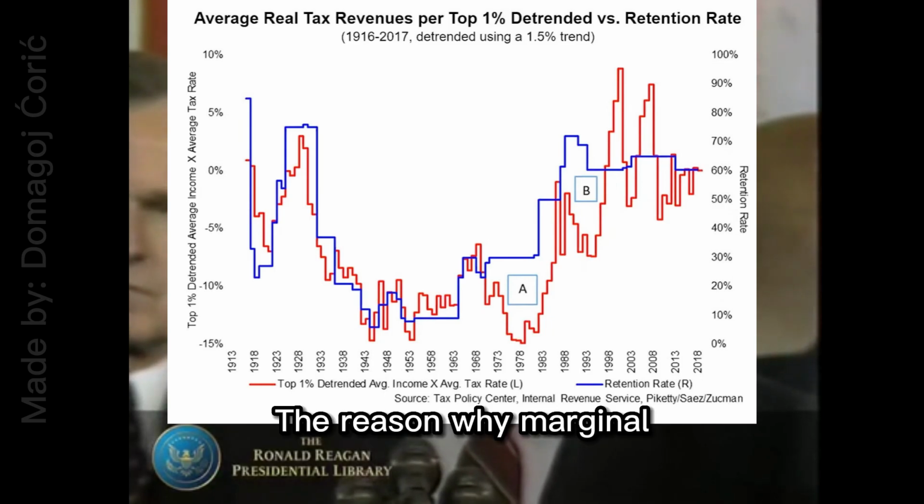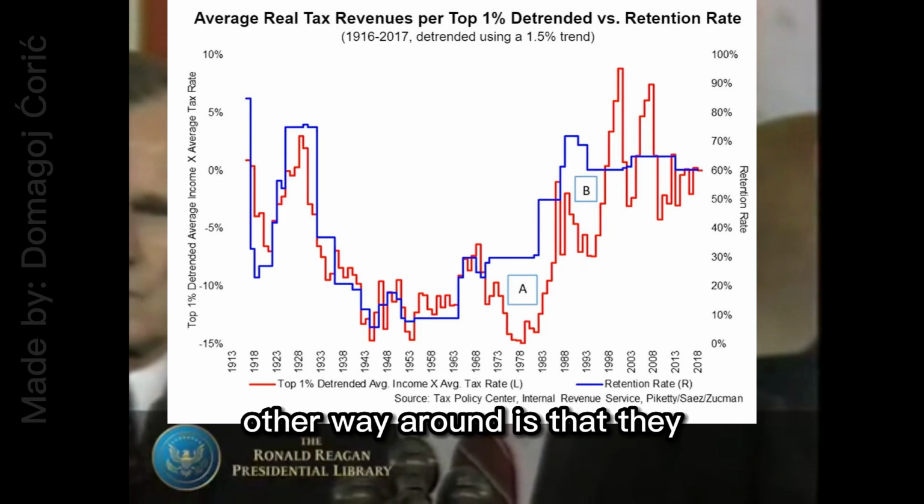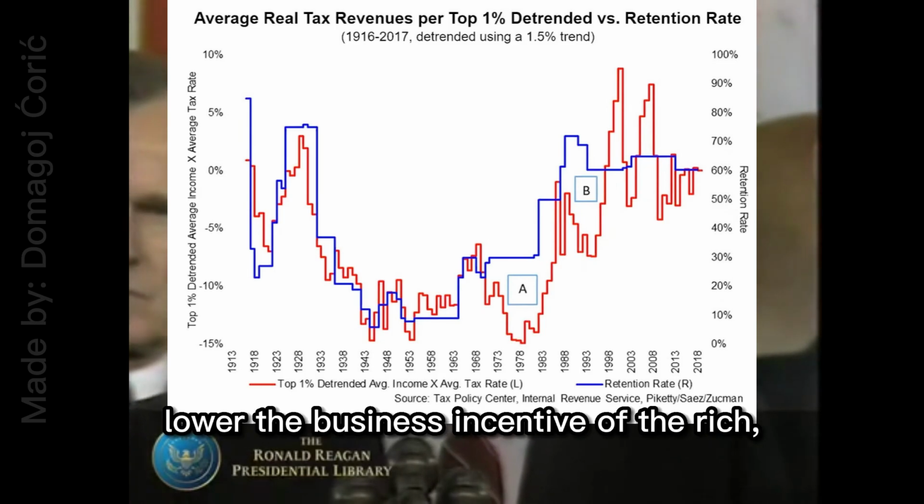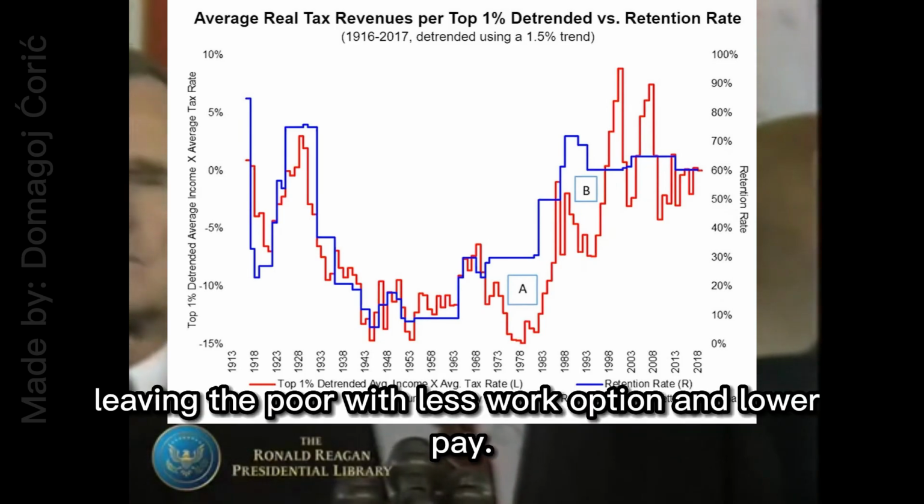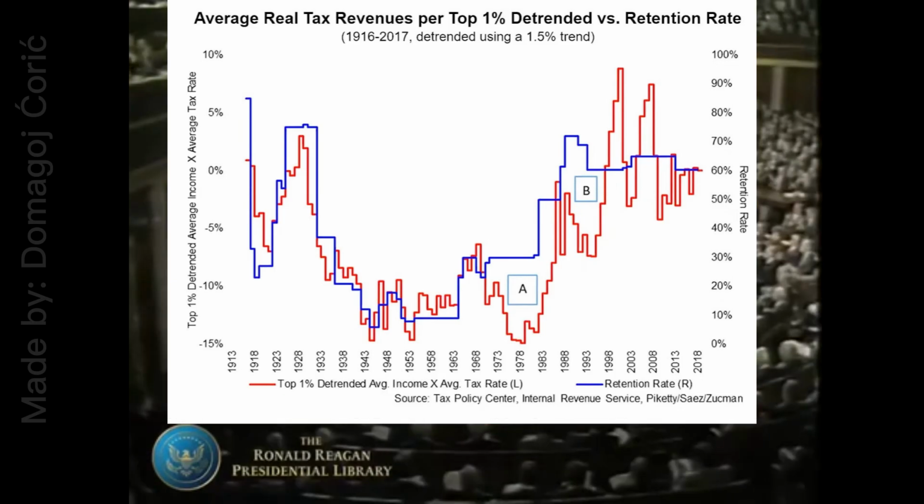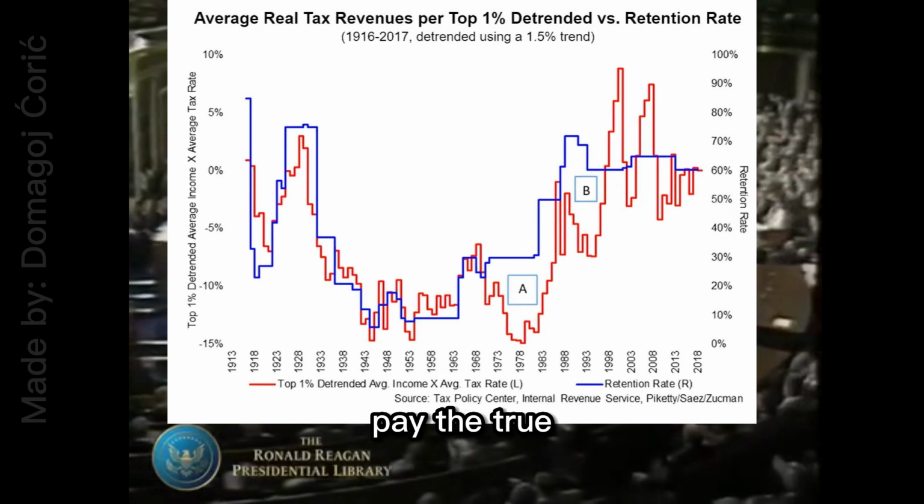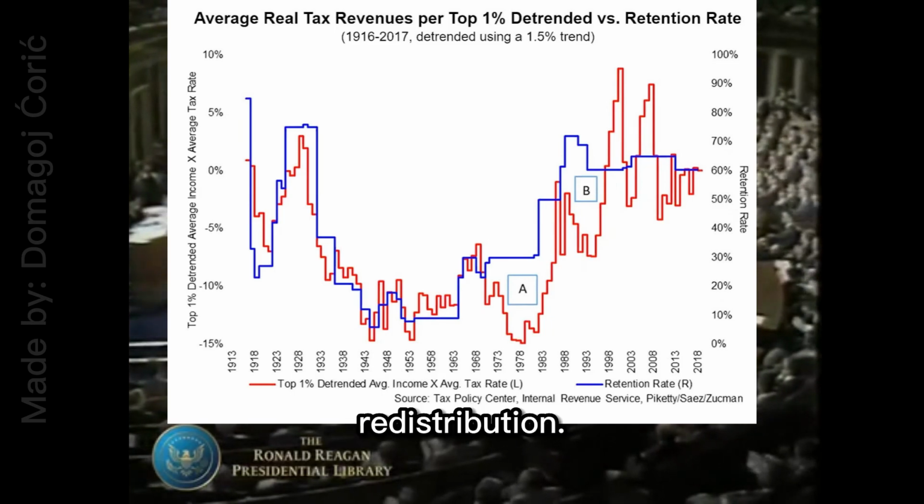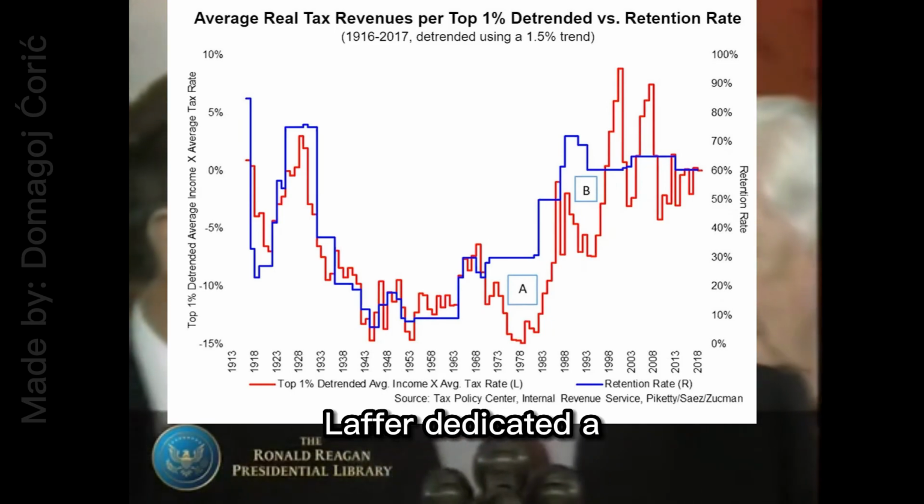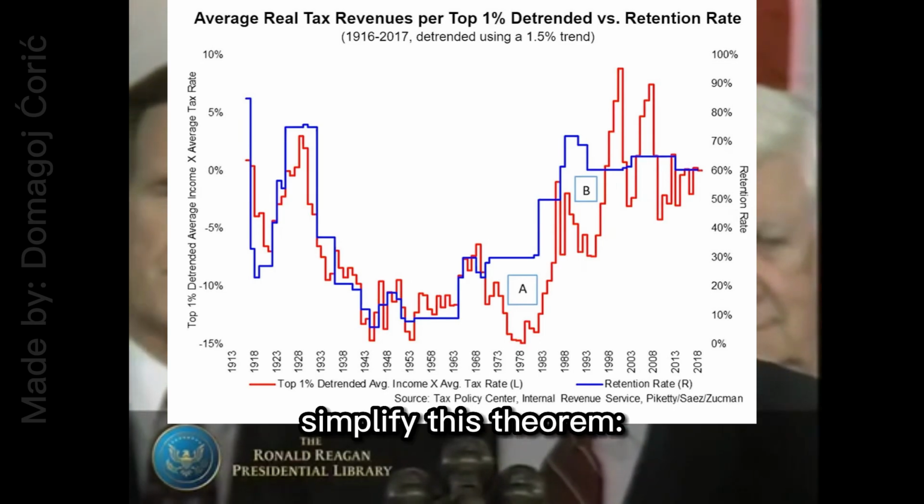The reason why marginal taxes work the other way around is that they lower the business incentive of the rich, leaving the poor with less work options and lower pay. This is how supply-siders explain their thesis that the poor pay the true price of wealth redistribution. Laffer dedicated a small story to simplify this theorem.